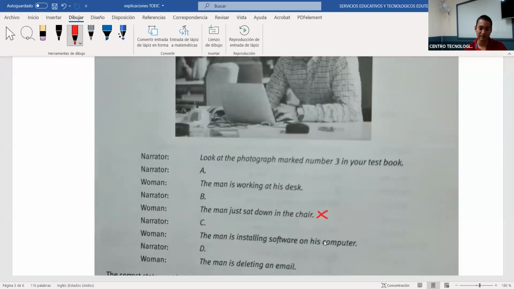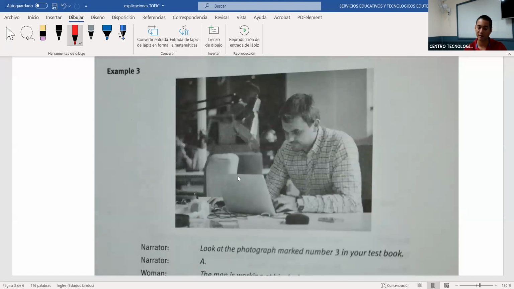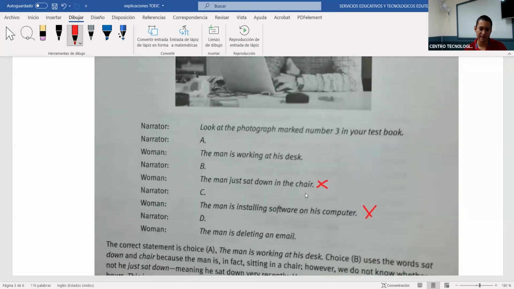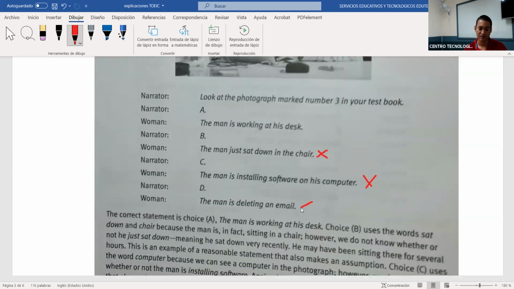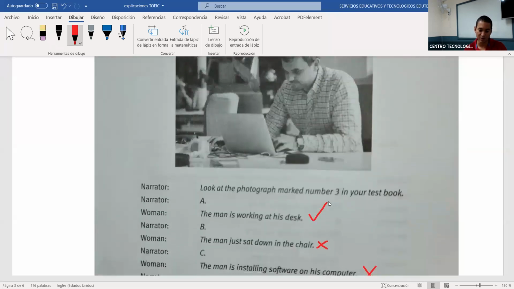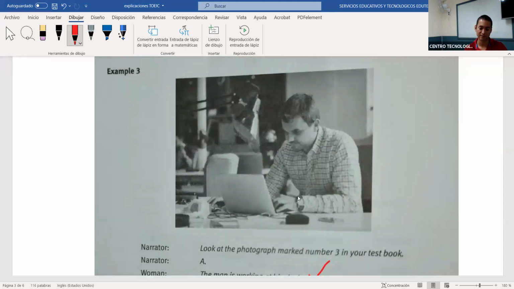The man is installing software on his computer. You cannot see his screen. So that's a false assumption. The man is deleting an email. How can you know? So once you cross out the assumptions or the things that you cannot see here in the picture, the one that you can only select is the man is working at his desk.